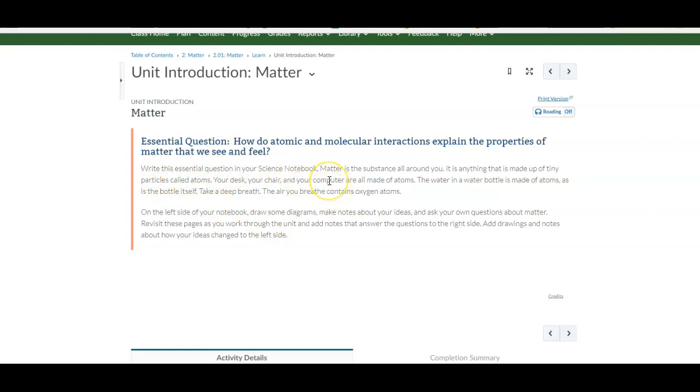We know that matter is the substance all around you. We defined that in Unit 1. We know that it's anything that is made of tiny particles called atoms. And so we got examples of that. It's asking you on the left side of your notebook, so the first thing you're going to take some notes on is to draw some diagrams and make some notes about matter. Remember that we'll also be looking at those guided questions coming up as well.